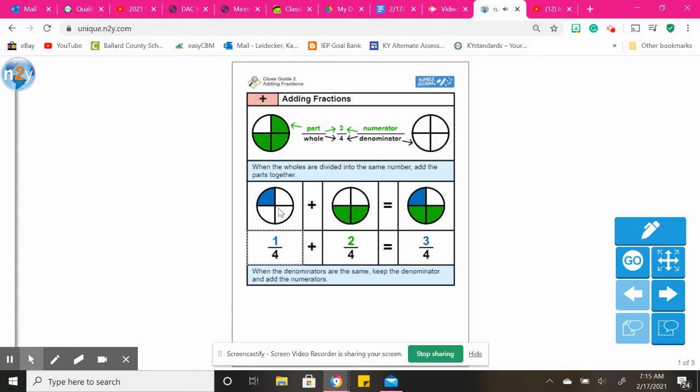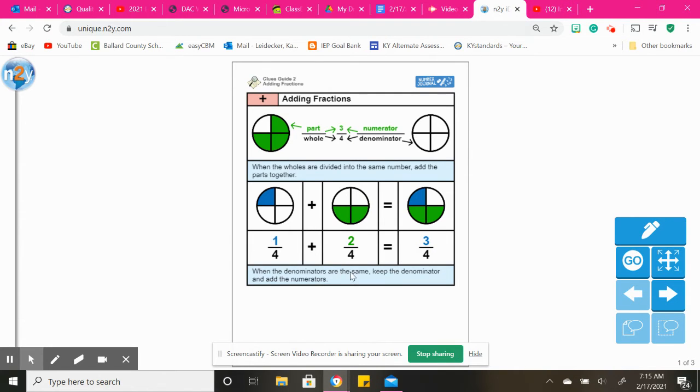So there's 1 piece that is shaded out of the 4. Here, half of the whole is shaded. That would be 2/4. So all it's asking us to do is add the parts together.